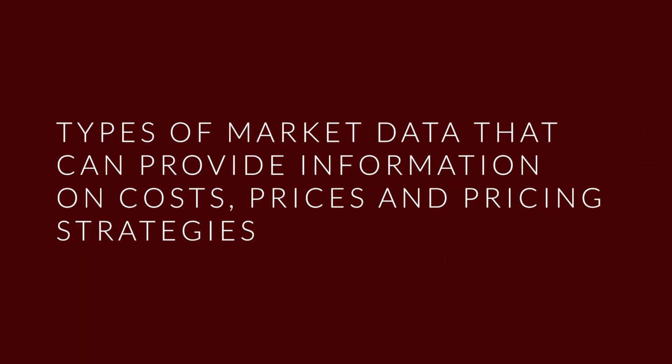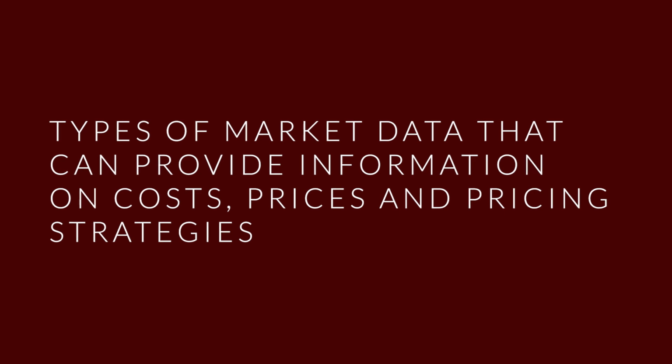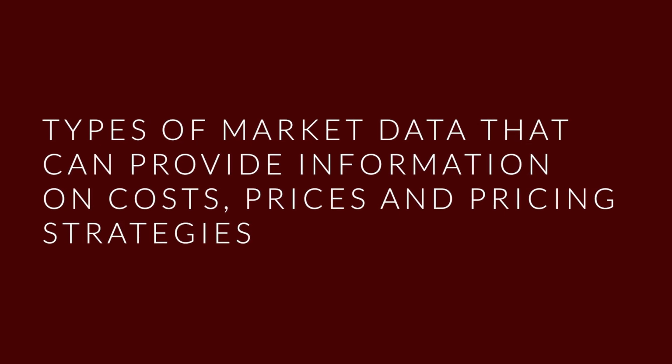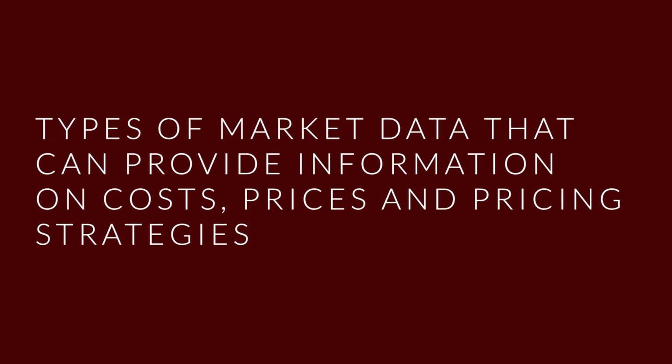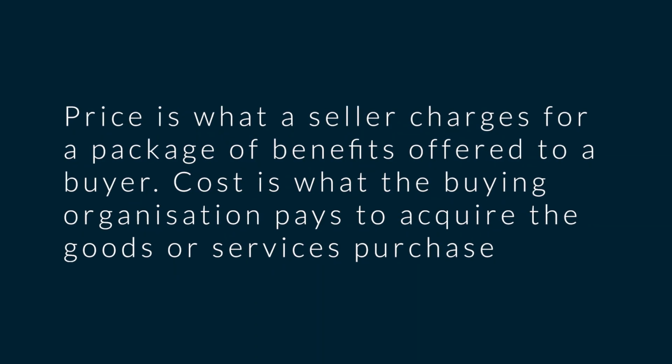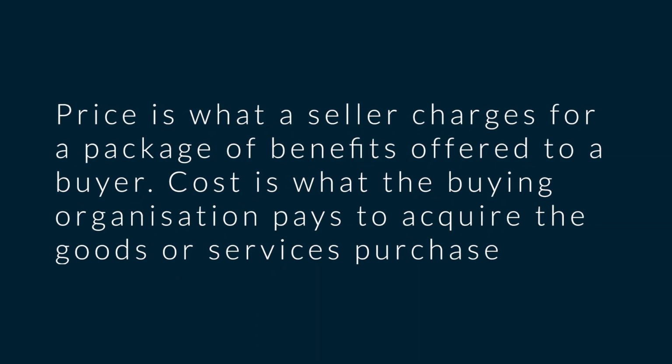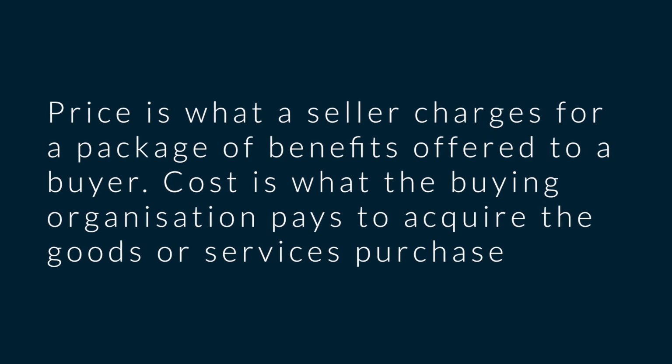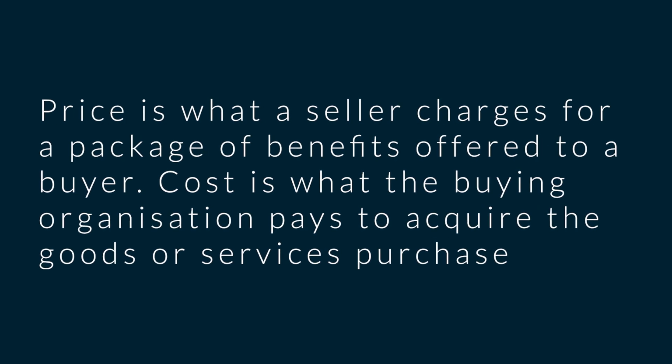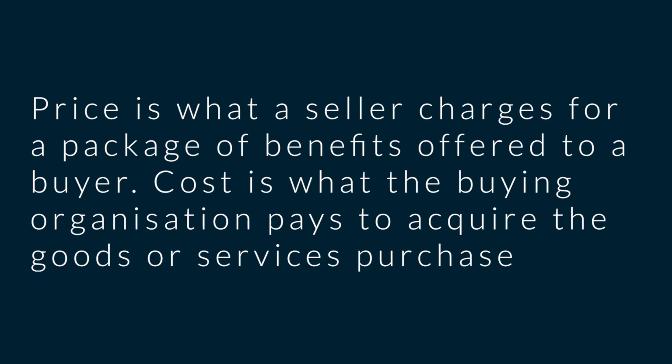Let us start with types of market data that can provide information on cost, price, and pricing strategies. To start us off, I just want you to understand that there is a difference between cost and price. Price is what a seller charges for a package of benefits offered to a buyer, while cost is what the buying organization pays to acquire the goods or services purchased.